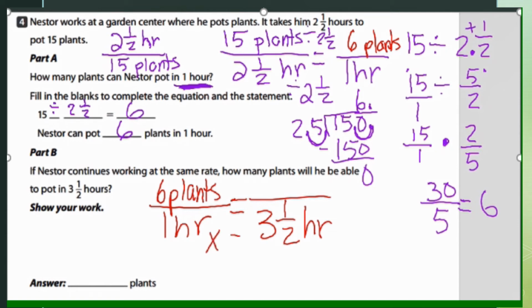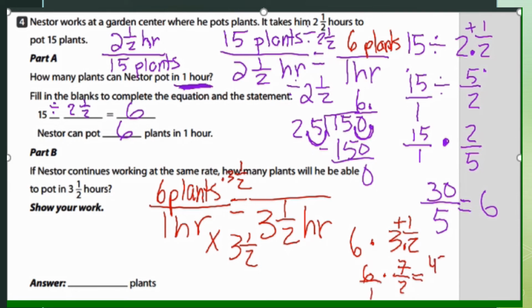So we need to multiply by 3 1/2. Whatever you do to the denominator, you do to the numerator. And then once we multiply, 6 times 3 1/2, change 3 1/2 to an improper fraction. 2 times 3 plus 1, you'll get 7 over 2. Times 6, you can cross simplify or multiply across.